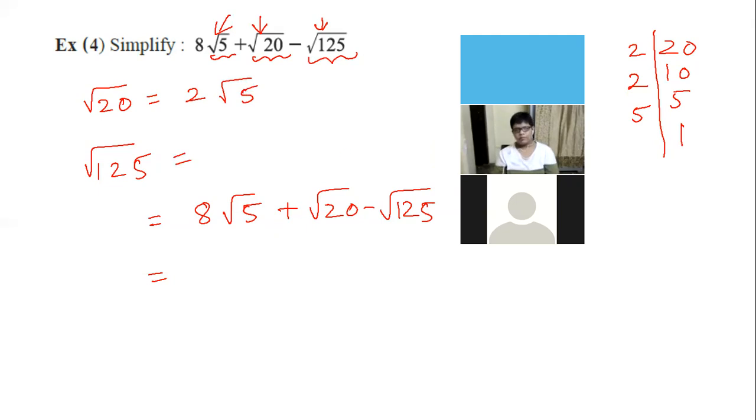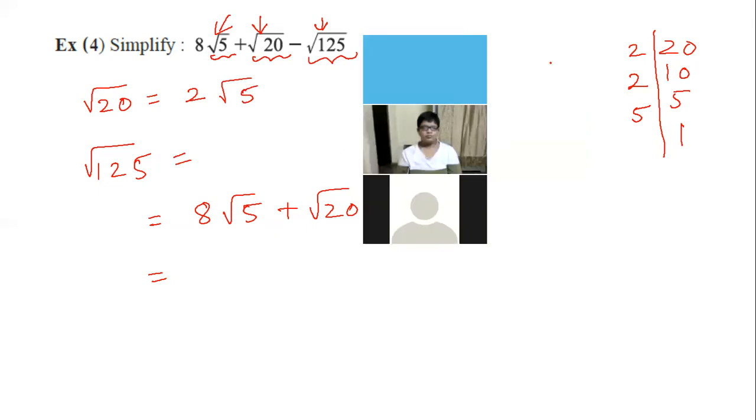Exactly the same way, can you do it for 125? Let's do it for 125. So 125 will start with 5. Here 25. 5 fives are 25. 5 ones are 5. Correct? So what is the simplest form? 5 root 5. So we know the simplest form of 20 is 2 root 5. Simplest form of 125 is 5 root 5.